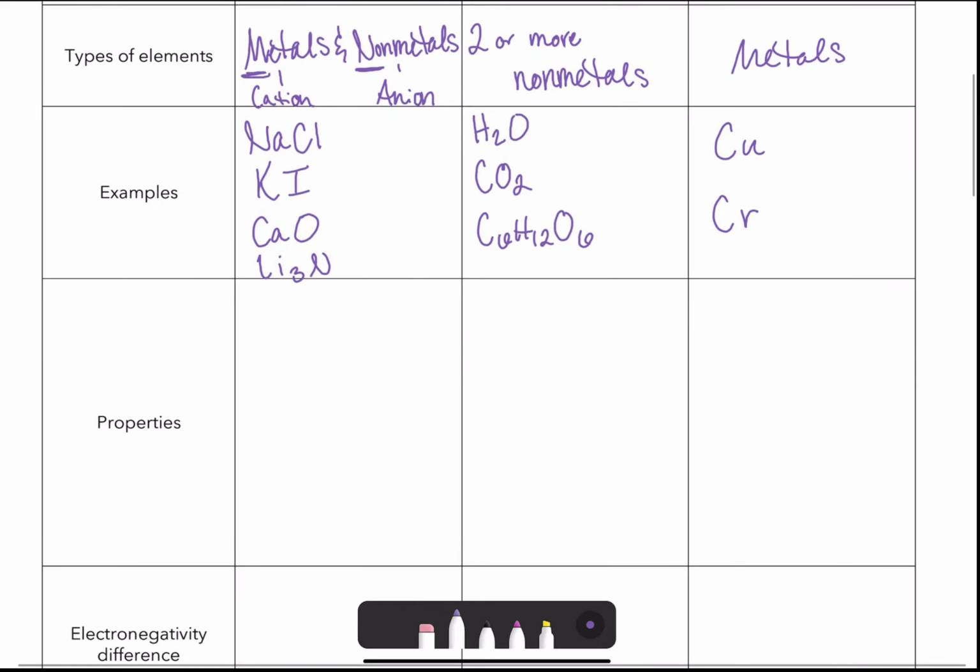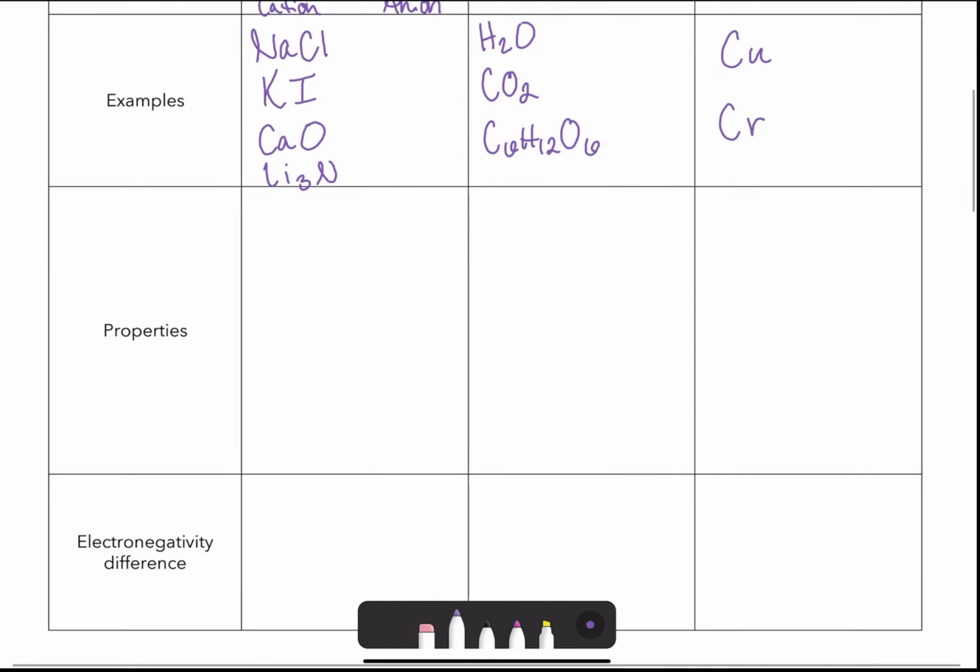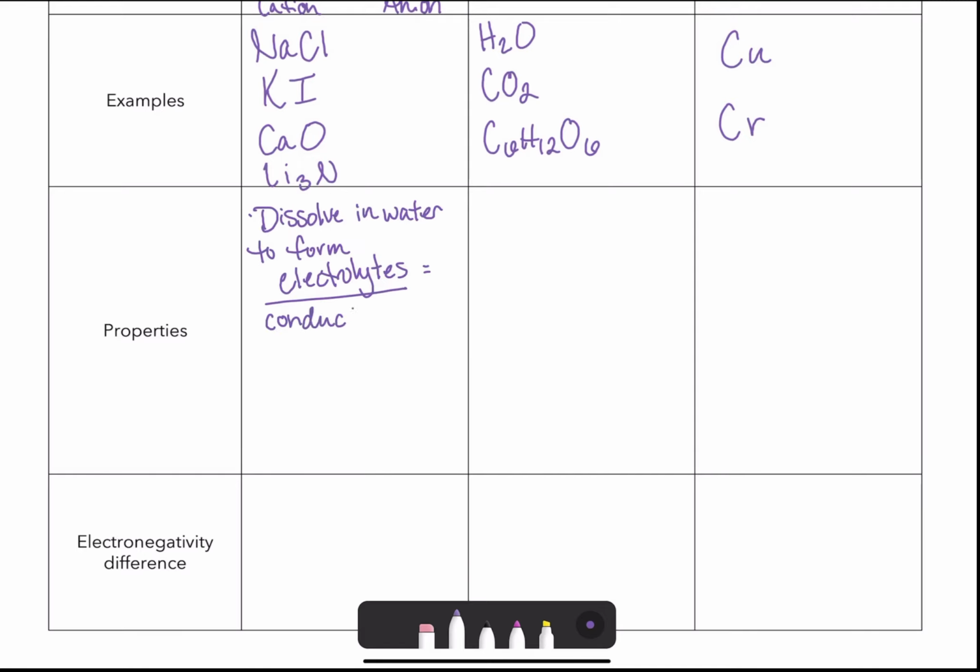Let's discuss the different properties they each have. You noticed on the simulation that as you put salt in water, it became electrically conductive. Ionic bonds are really special in that when they dissolve in water, they make electrolytes, which means they can conduct electricity. And electrolytes are super important. You know that as you sweat, you release salt, and those are electrolytes.